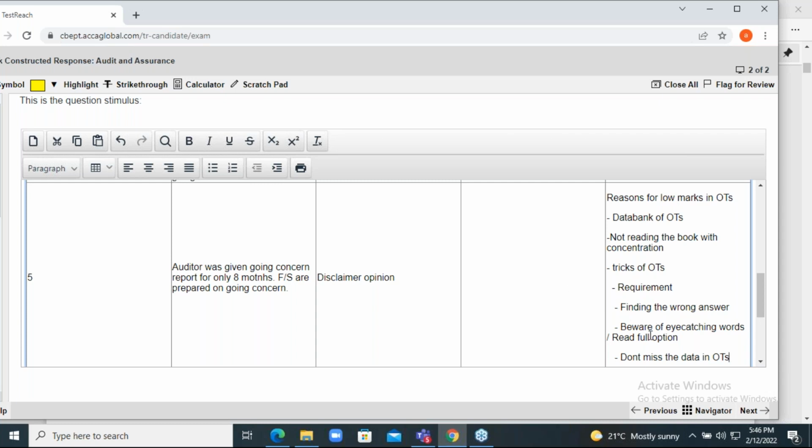Also, beware of the eye-catching words. And remember, these eye-catching words are written normally at the start, in the starting words of the option. So the lesson learned is that always read the full option before clicking. And also, another important trap is that you should not miss the data in the notice. Sometimes there are generic questions and sometimes there are specific questions that have an impact on the option. So always try to relate it with the data.